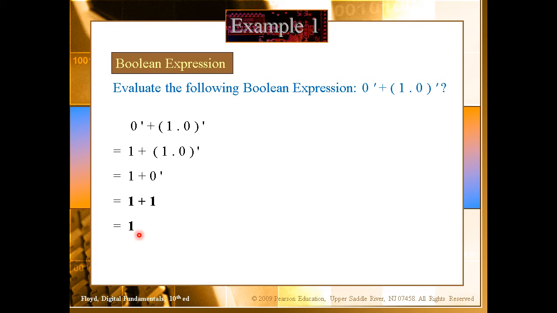But we're just dealing with the logic, not the numbers. So 1 plus 1 means 1 because of the OR gate. Because OR gate gives you high when both of the inputs are high, and this plus means OR operation, right? So again, if I evaluate the expression that was given to me, my answer is 1.